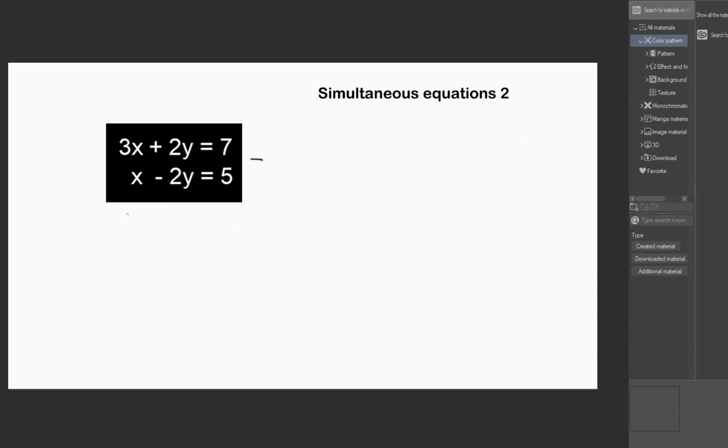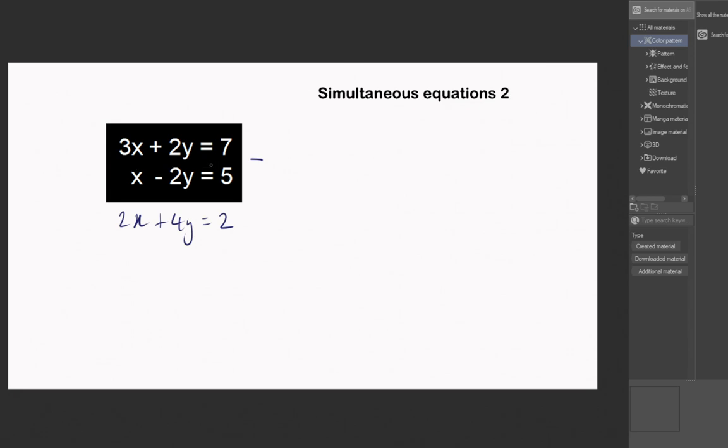So 3x minus x, you'll get 2x. 2y minus 2y will become a plus 2y plus 2y, because two negatives make a positive. So that will be plus 4y, and then 7 minus 5 is 2. Now you can see it hasn't helped us, because all we've done is generate another equation which is complicated because it has x and y in it. What we're going to do next.